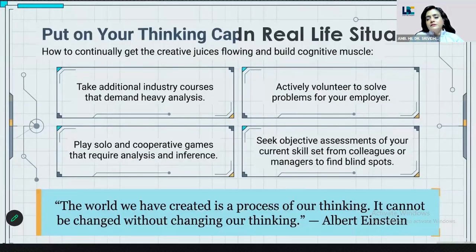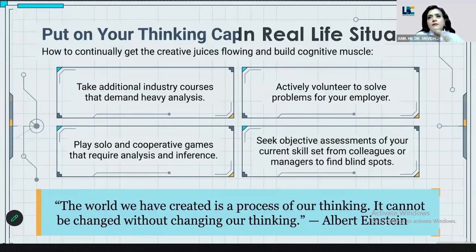So put on your critical thinking cap in a real-life situation. You can take additional industry courses that demand heavy analysis, or actively volunteer to solve problems for your employer. Actively involve as an educator, as a teacher, to solve problems between the students in the classroom, even that is okay. And seek objective assessments of your current skills from colleagues and manager to find blind spots. Every institution these days has this system of appraisal. So they will mention that this skill is missing or that is missing. Those kinds of reviews are very important.